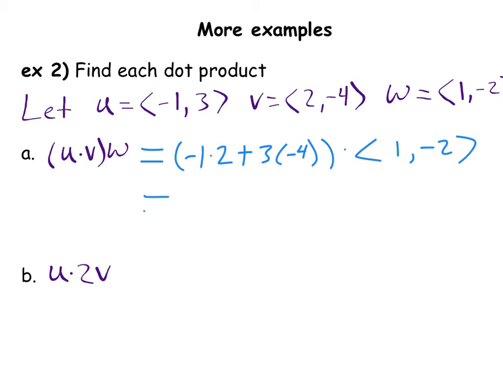Now here this gets interesting because in here, u dot v, you should be expecting to get an answer that is a scalar, okay, which is exactly where we're headed. Basically, negative 2 minus 12, that dot product is negative 14, and now we're going to multiply that by vector w, which is 1, negative 2. So now this is basically scalar multiplication, as I multiply both of those terms by negative 14.